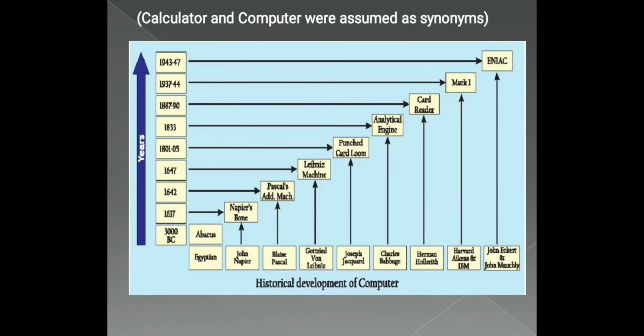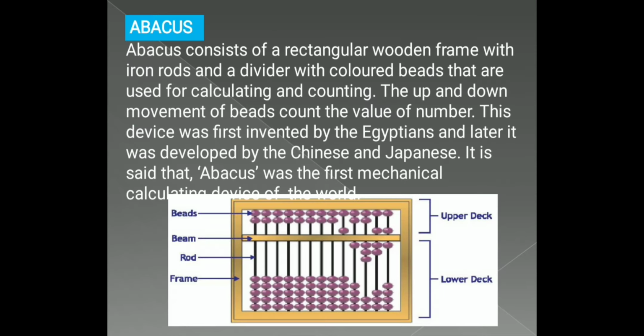Now we know about how the computer developed. First is the abacus. The concept of the abacus came for calculation. It is made up of a wooden frame and iron rods and a divider with colorful beads that are used for calculating. The up and down movement of beads counts the value of a number.